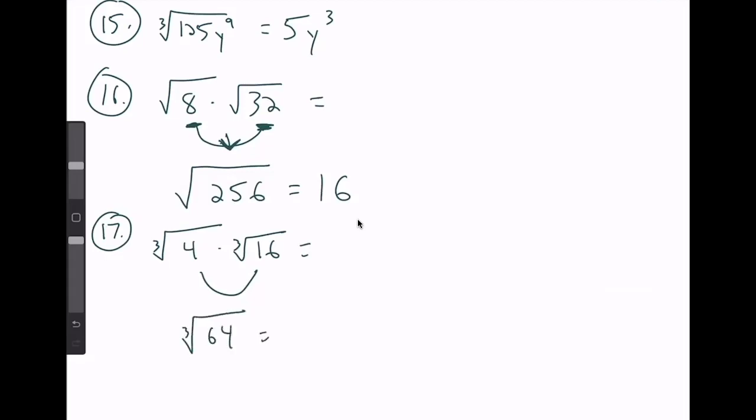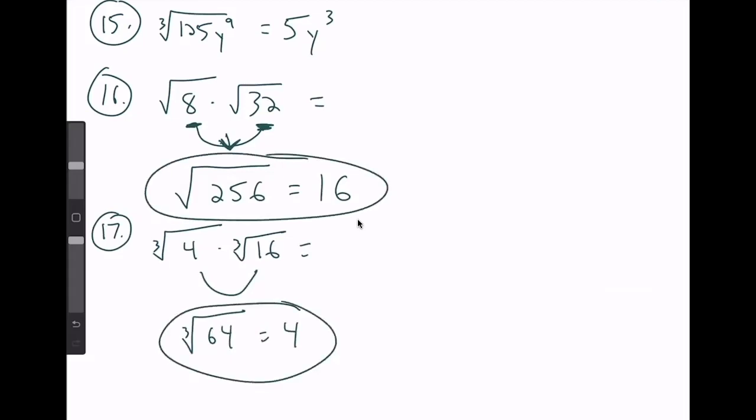And the cube root of 64 is 4. Okay, so that was my answer for this one. This is my answer for this one.